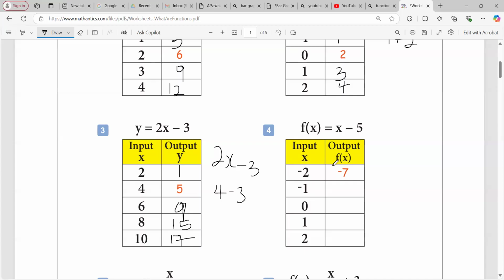So that's 17. All right, so now we have x minus 5. So minus 2 minus 5, that's how they got the minus 7. Minus 2 minus 5 would give us minus 7. So minus 1, what would be minus 1 minus 5? That would be minus 6, right? Once x is 0, it will always give you this number. So 0 minus 5, that's minus 5. And 1 minus 5, now the 5 is bigger, so that would give you minus 4. And of course, 2 minus 5, that's minus 3.